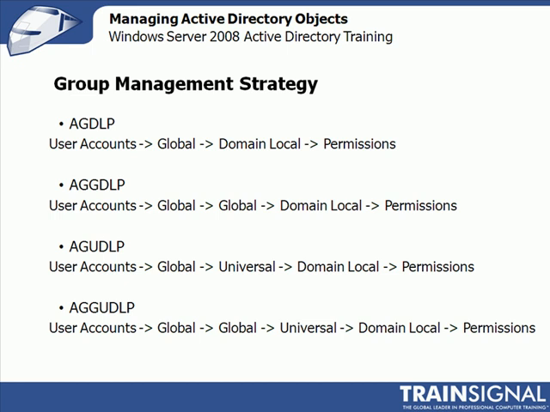User accounts get put into global group accounts. Global group accounts get put into domain local group accounts. And then permissions get assigned to the domain local group accounts.